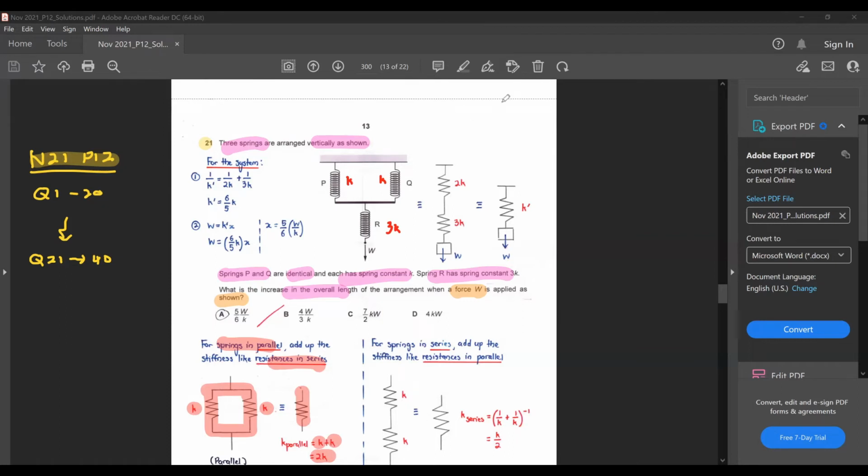But if you have springs that are connected in series, you would add up the stiffness like you would resistances in parallel. If, for example, you have 2 springs arranged in series like this, where each one is K, the equivalent spring stiffness is (1 over K plus 1 over K) to the power of -1, giving you K over 2.